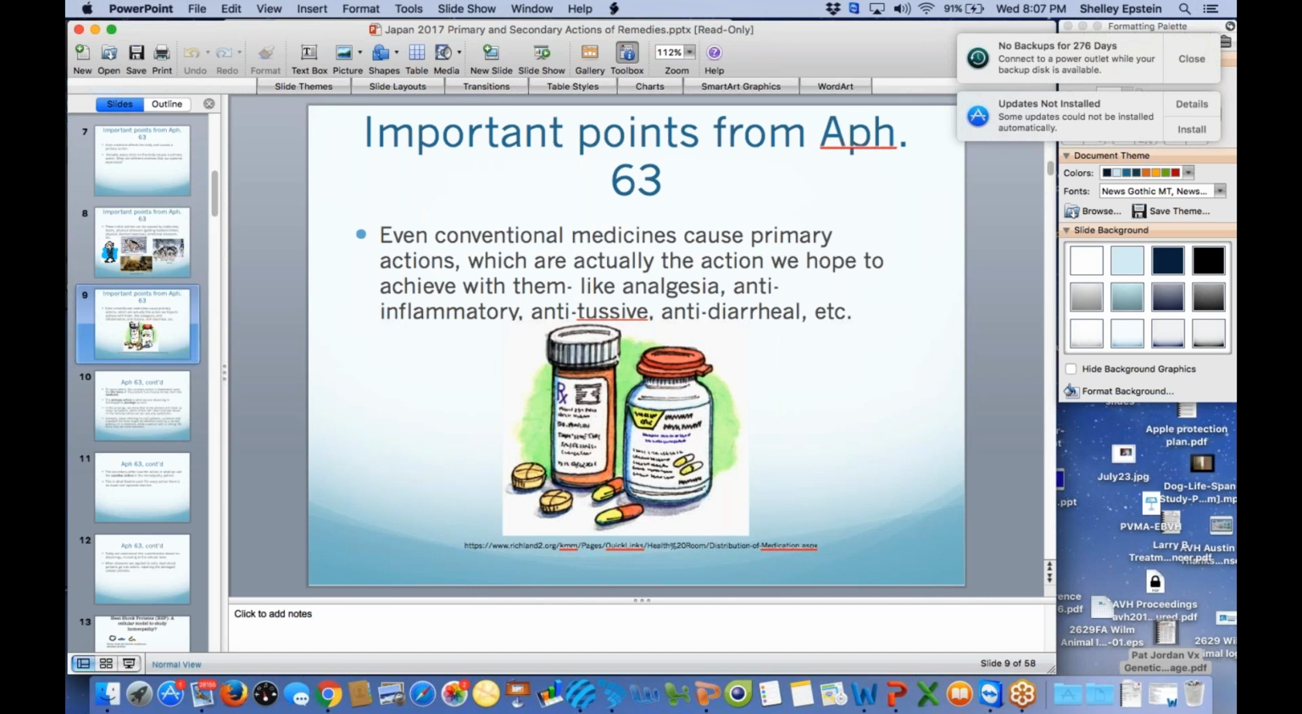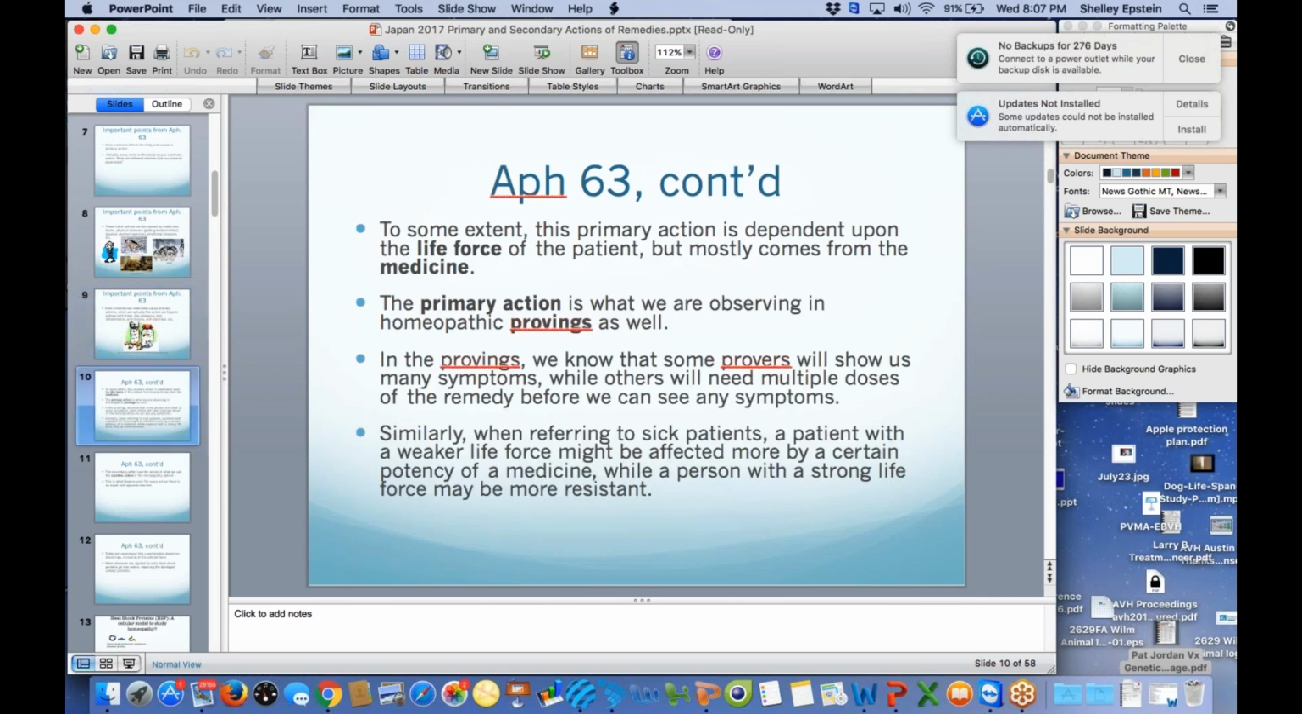And even conventional medicines, we know, cause primary actions, and that's the action we're trying to achieve with them, like analgesia, or an anti-inflammatory effect, or an antitussive effect, or anti-diarrheal effect. I chose a lot of antis. So those are the primary actions of the conventional medicines. So let's talk about more of aphorism 63.